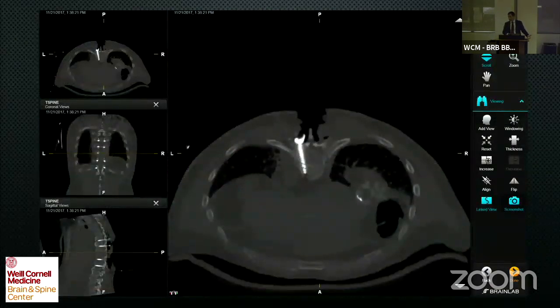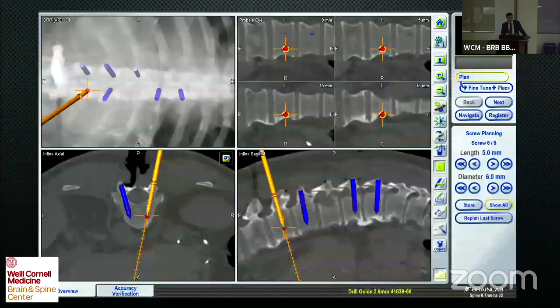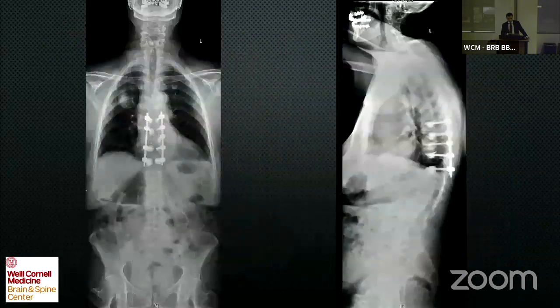If you're using fenestrated screws, you want to make sure that you're not going to extravasate cement anywhere. That's one of the primary problems with cement. So we go in, put in our screws, and then come back and blow cement in behind them and get the patient off the table.